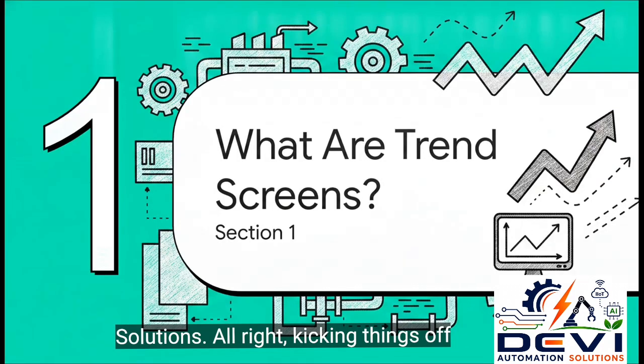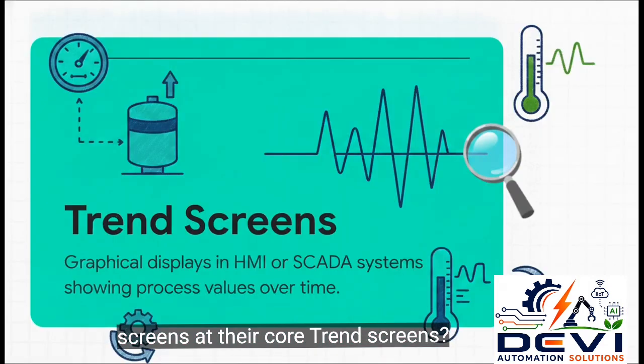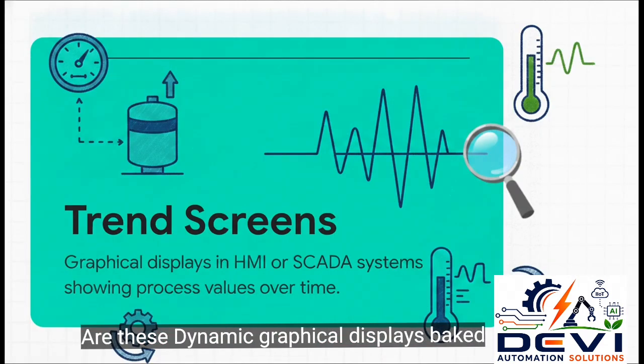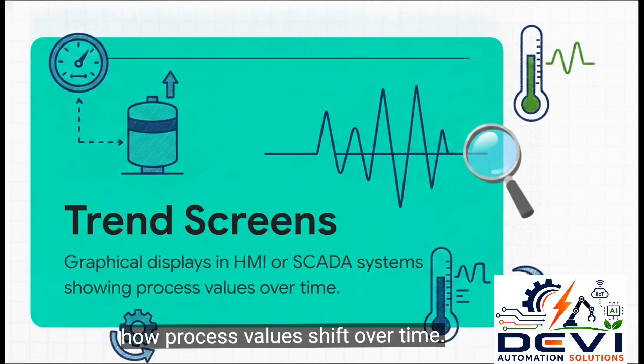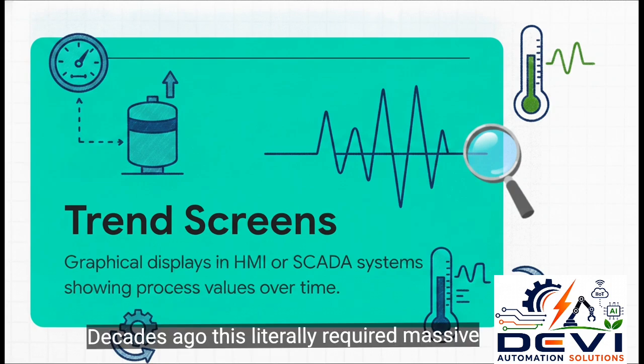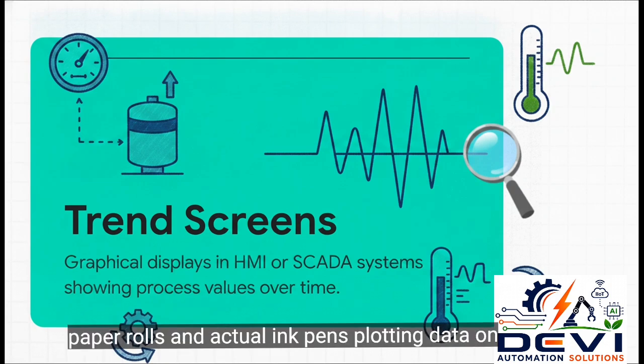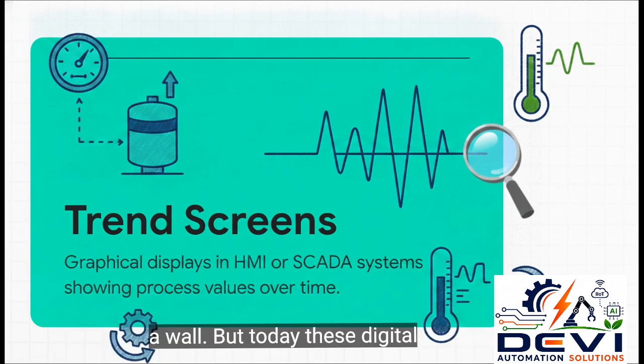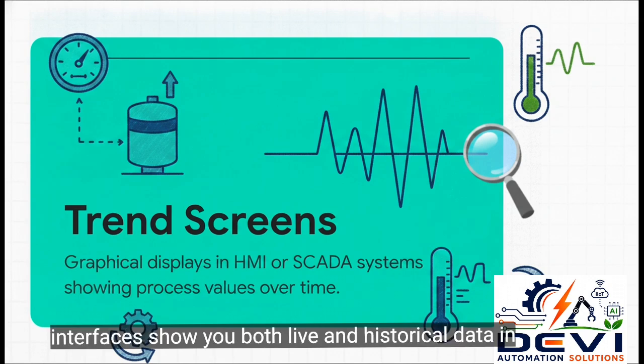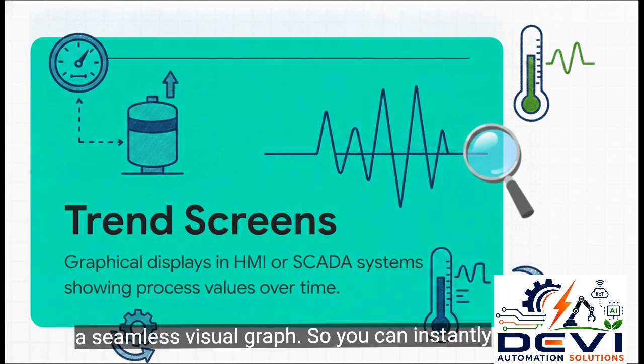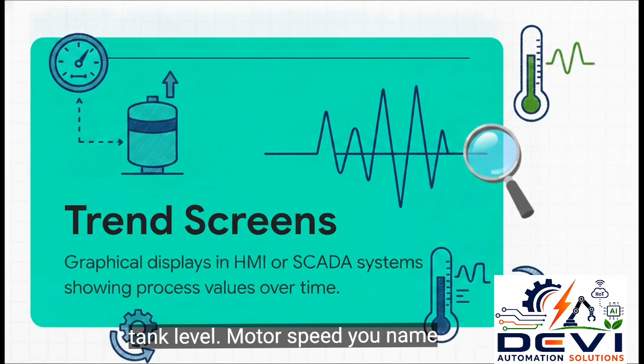All right, kicking things off with Section 1. What are trend screens? At their core, trend screens are these dynamic graphical displays baked right into your HMI, that's human-machine interface, or your SCADA systems, and they show how process values shift over time. Decades ago, this literally required massive paper rolls and actual ink pens plotting data on a wall. But today, these digital interfaces show you both live and historical data in a seamless visual graph, so you can instantly track things like temperature, pressure, flow rate, tank levels, motor speed, you name it.